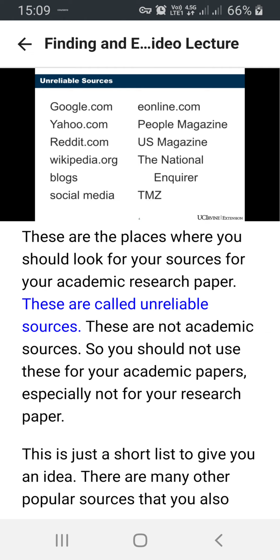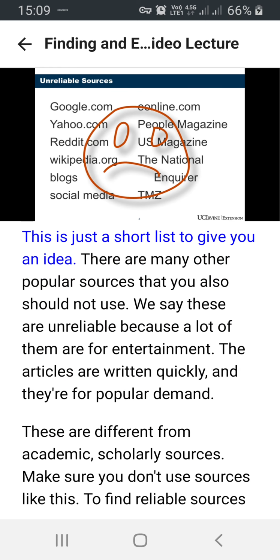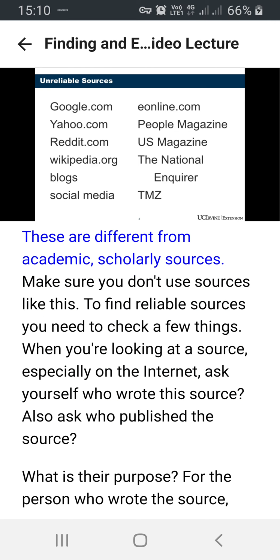These are called unreliable sources. These are not academic sources. So you should not use these for your academic papers, especially not for your research paper. This is just a short list to give you an idea. There are many other popular sources that you also should not use. We say these are unreliable because a lot of them are for entertainment. The articles are written quickly, and they're for popular demand. These are different from academic scholarly sources. Make sure you don't use sources like this.